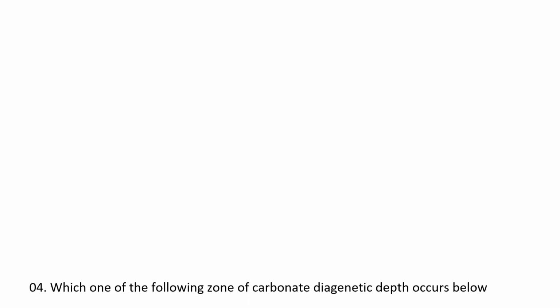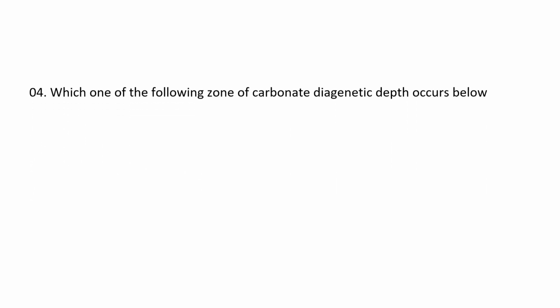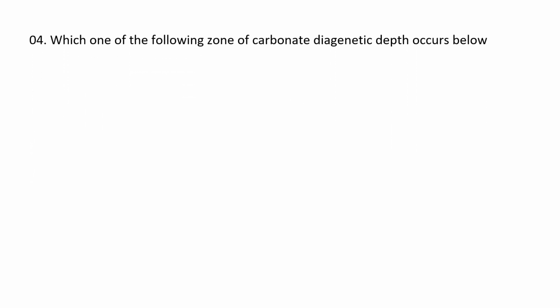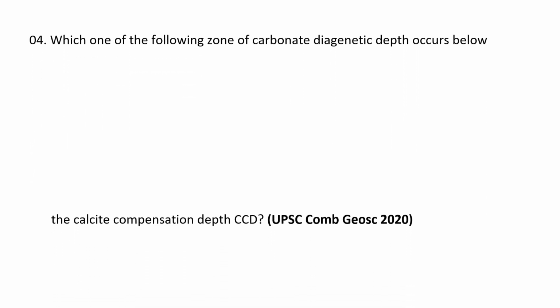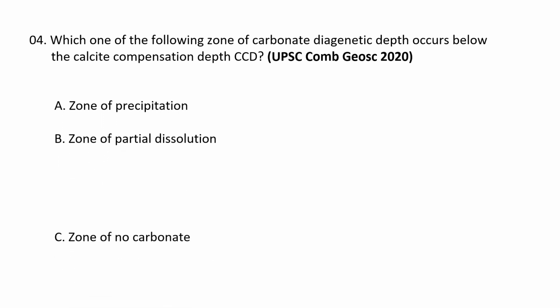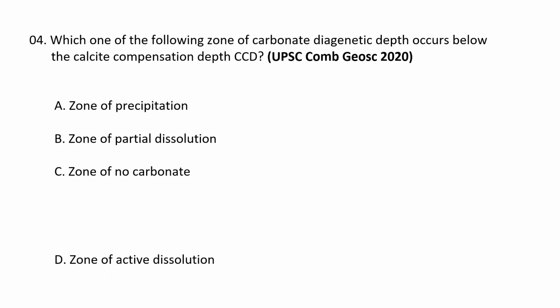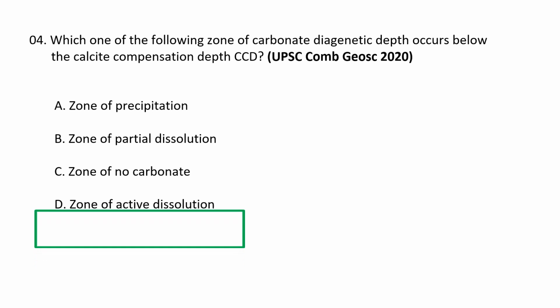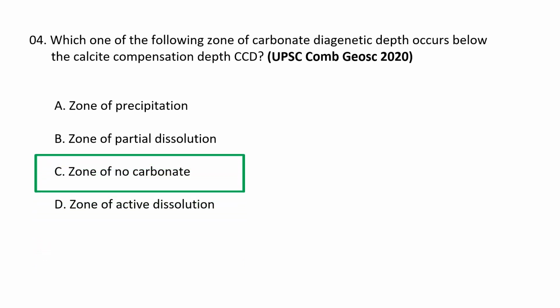Next question. Which one of the following zone of carbonate diagenetic depth occurs below the calcite compensation depth? It is known as CCD. A. Zone of precipitation. B. Zone of partial dissolution. C. Zone of no carbonate. And D. Zone of active dissolution. So according to this, the zone of the carbonate diagenetic depth which occurs below the CCD, means below the calcite compensation depth, is the zone of no carbonate.